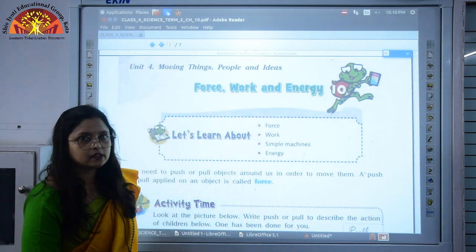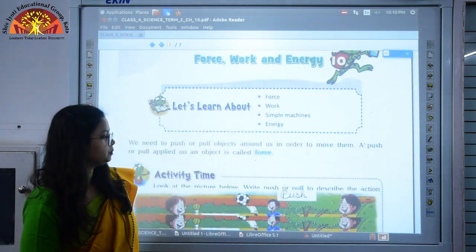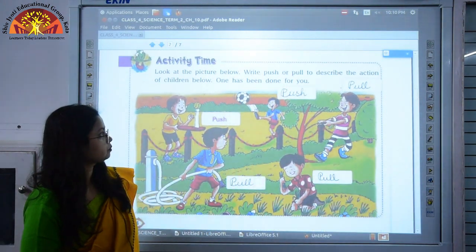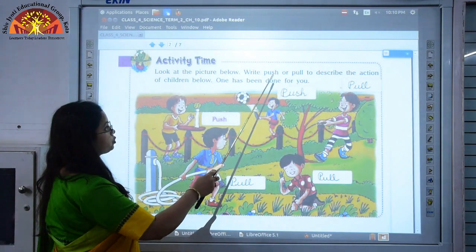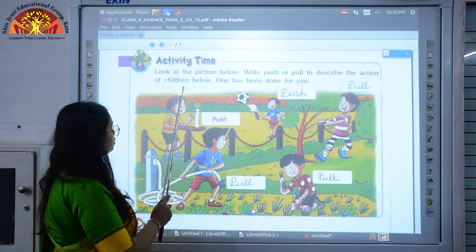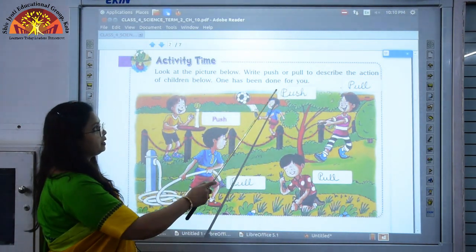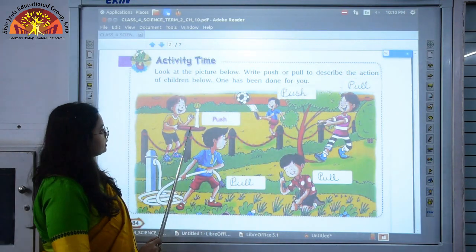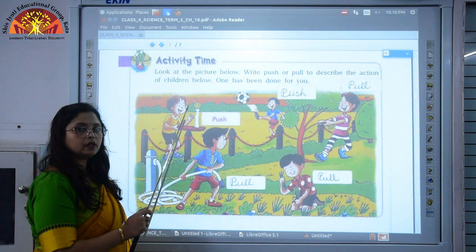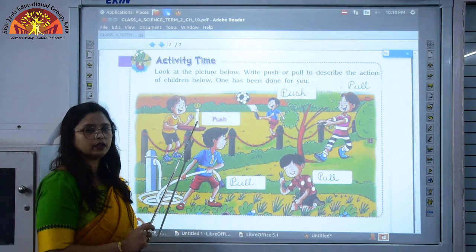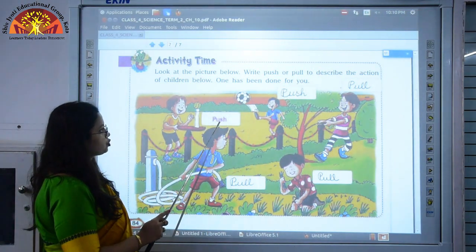Let us do this activity which is given in your book. Look at the picture below, write push or pull to describe the action of the children below. One has been done for you. You can see here what this boy is doing. He is bouncing the ball. So what is he basically doing? He is pushing the ball. So we have written push over here.